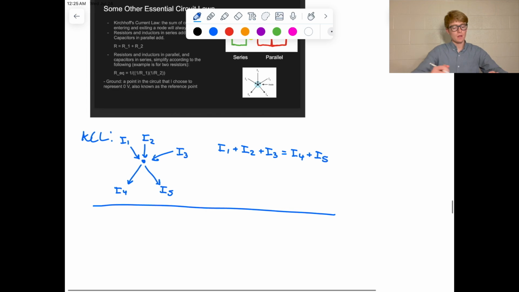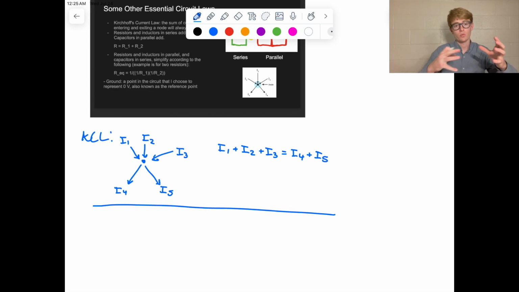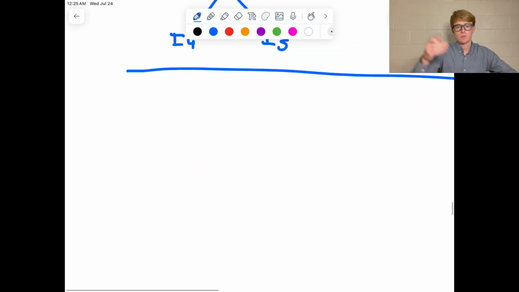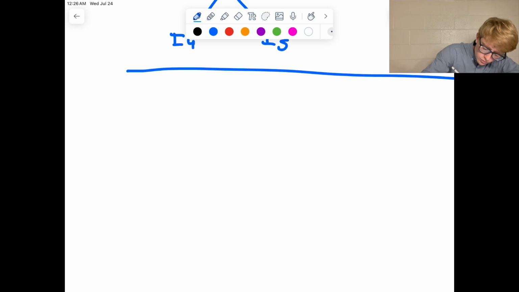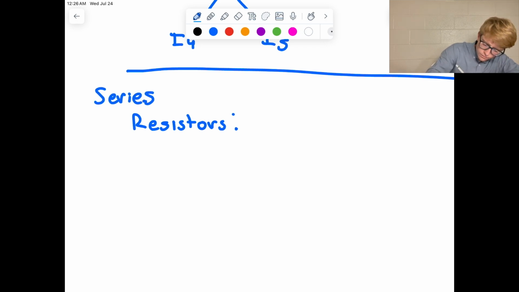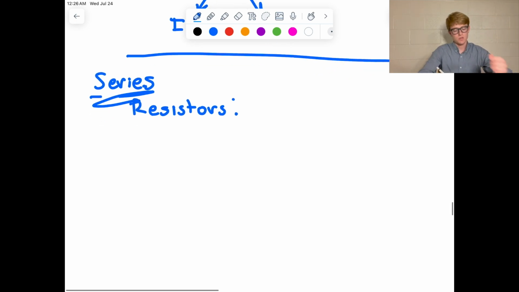Now let's talk about how we can simplify resistors in series versus parallel, and capacitors and inductors, same deal. It says it on the slide here, but let's go through it in more depth. I just put the equations for resistors because there are so many equations if I start listing them all, but they're really just the same thing. So let's start with resistors, and we'll start with series.